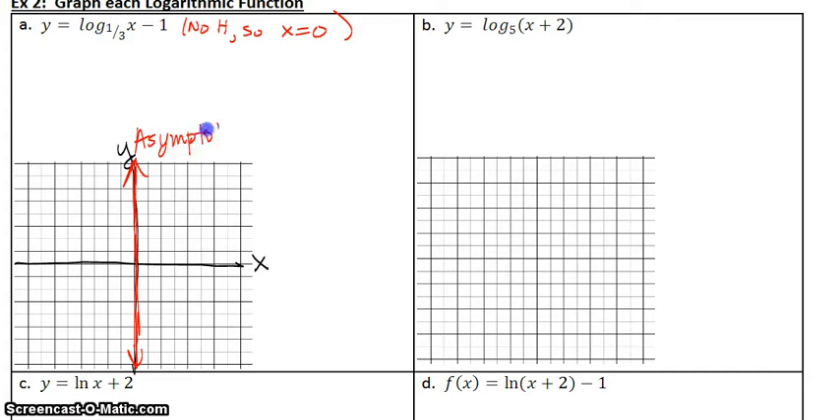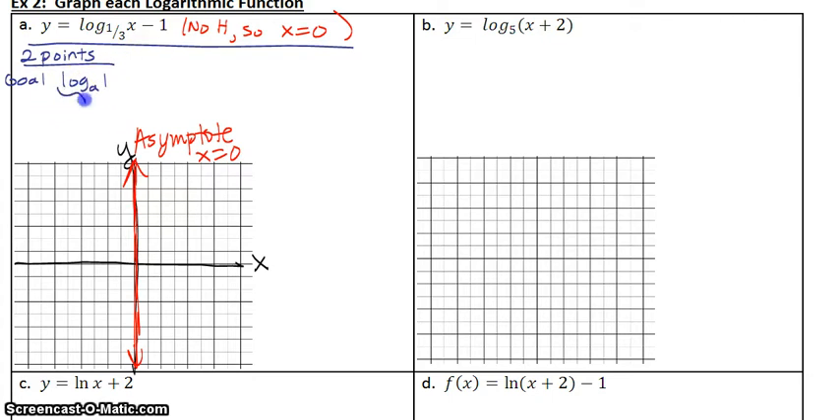Asymptote x equals 0. And now here comes the hard part. So I am going to attempt to find 2 points. My first goal is to use the property where I have log base a of 1, because I know that that whole thing is going to be equal to 0.